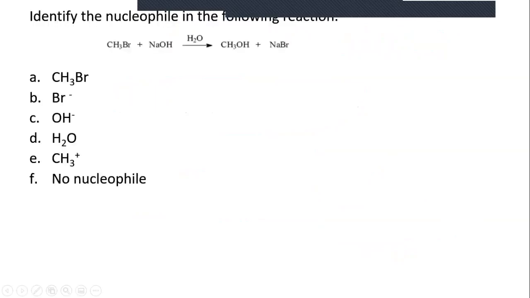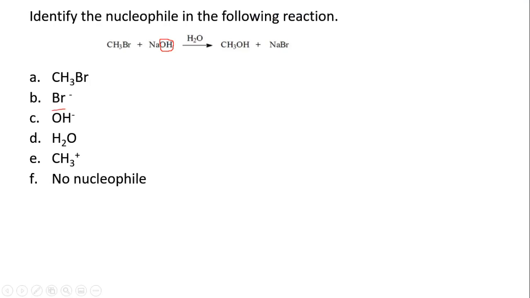Now let's look at some more questions. We have this reaction here. We want to identify the nucleophile in the following reaction. So we have methyl bromide plus sodium hydroxide in water gives us methanol and sodium bromide. So here, the most obvious nucleophile is the hydroxide from sodium hydroxide. So this is the major nucleophile that we have.